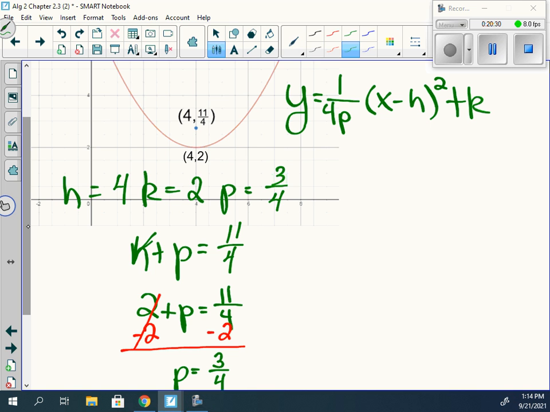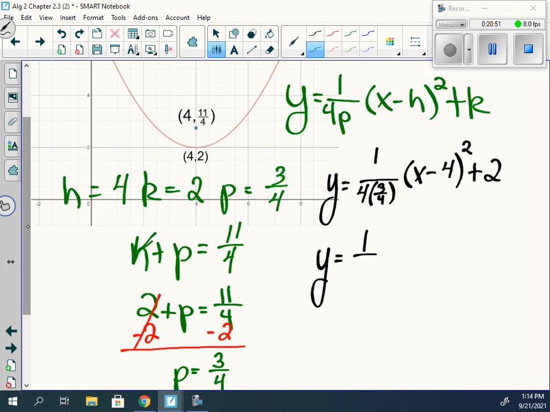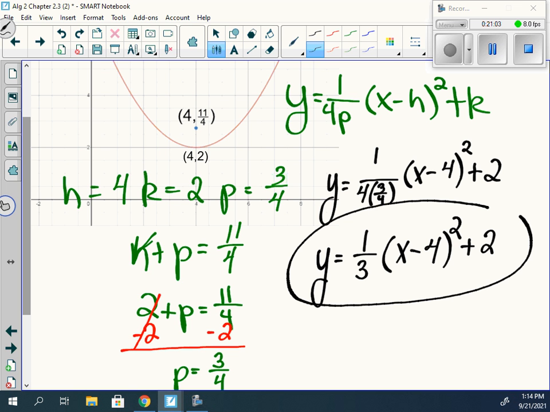Well, the last thing we need to do is just plug it back in. So I have y is equal to 1/4 times 3/4, parentheses x minus, well, h is 4 squared, and k is 2. Well, if we do 4 times 3/4, we'll just get 3. So we have 1/3 of x minus 4 squared plus 2. And that is it. That is all we have to do on this here. Any questions on anything we've done so far?